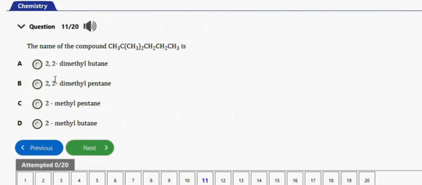It says the name of the compound is, so the name of this compound will be 2,2-dimethylpentane, option B. Alright, so that's the name of this compound. We have 2,2-dimethylpentane here. Okay, so that's it for this question. The next question is this one.